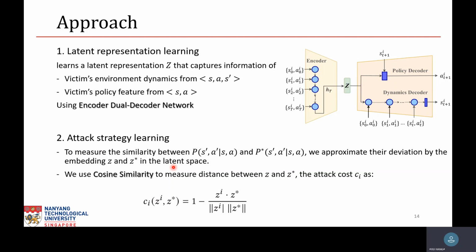As in our definition of attack cost, we want to measure the difference between the victim's stochastic process and the ideal stochastic process. So we approximate their deviation in the latent space and use the cosine similarity to measure the embedding Z and Z star, with the cosine similarity defined in this way.